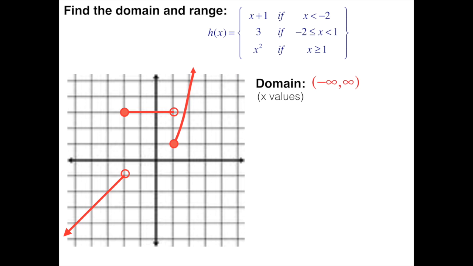So my domain is all values for x, which would be negative infinity to positive infinity. Remember, with infinity, we're using parentheses. And the comma here, this is not a coordinate or an ordered pair. This is a value, a domain. In other words, it goes from negative infinity to positive infinity, and it covers all of those values. Okay, now let's bring in range.